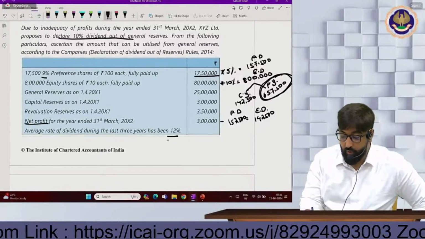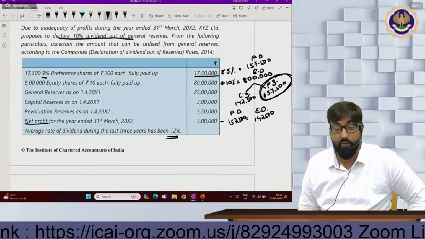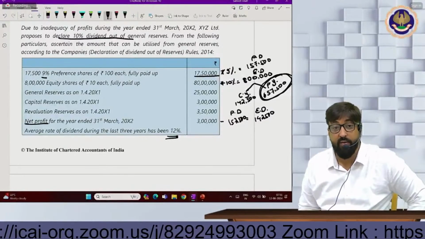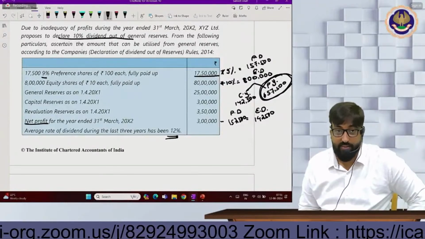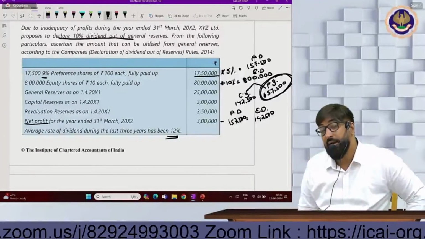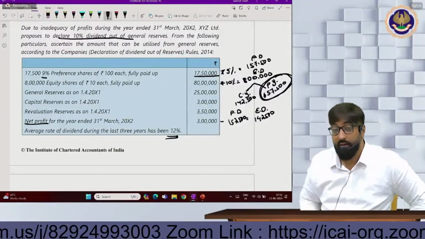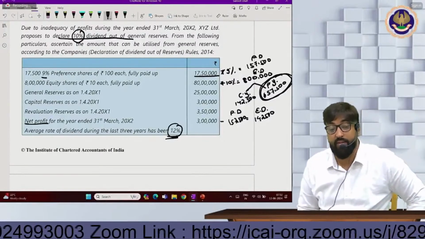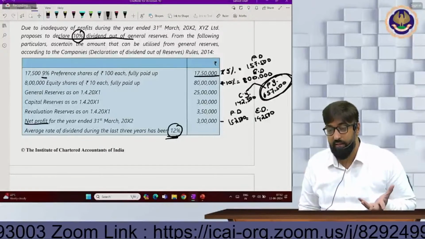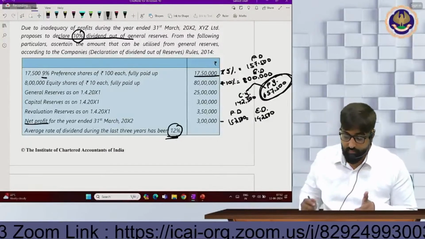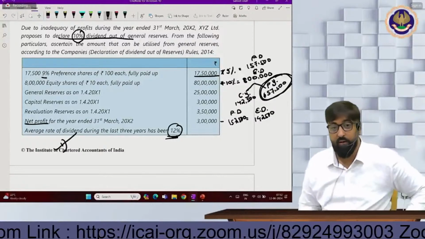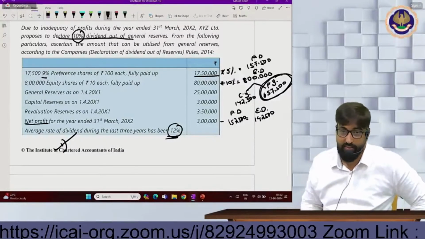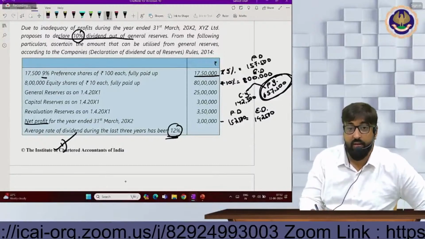Now, what is my past year dividend rate? What is my average rate? 12%. It is given in the question, average rate 12%. And what is my dividend declaration rate? The dividend declaration rate is 10%. So 12% is greater than 10%. So the first condition is fulfilled, because I am declaring a dividend of only 10% and the past dividend rate is 12%.